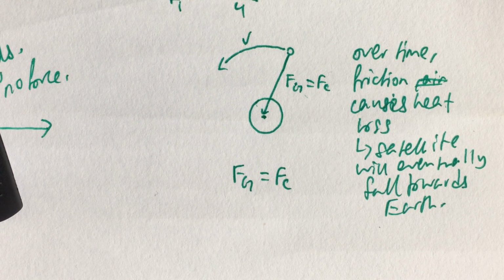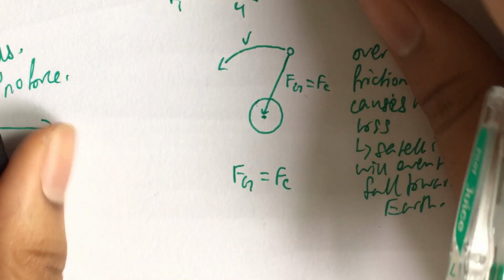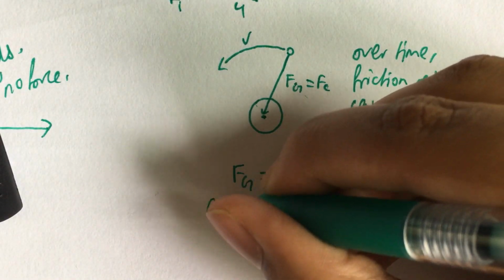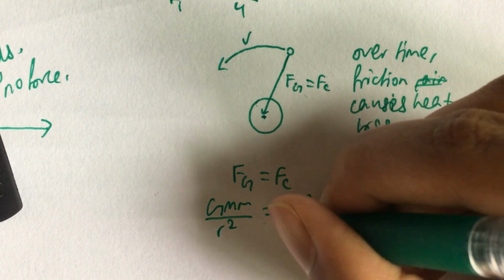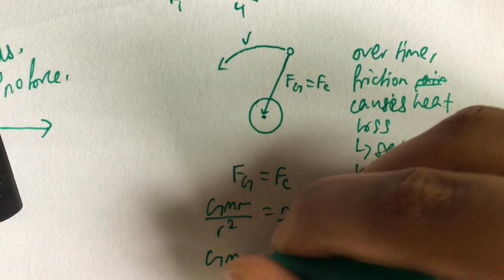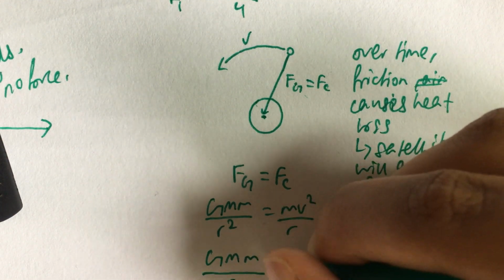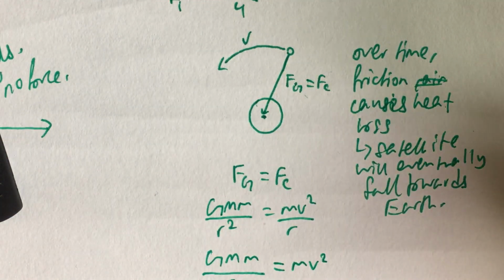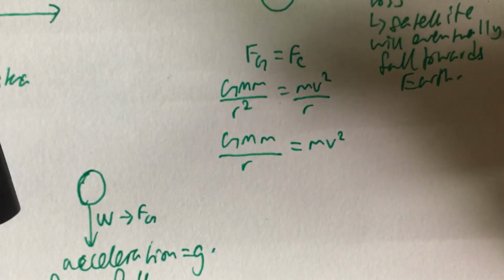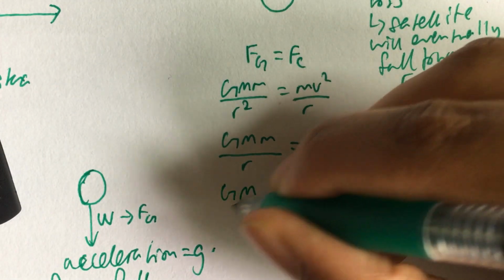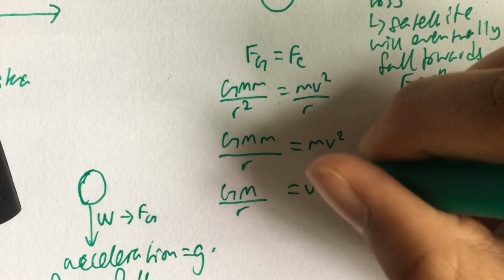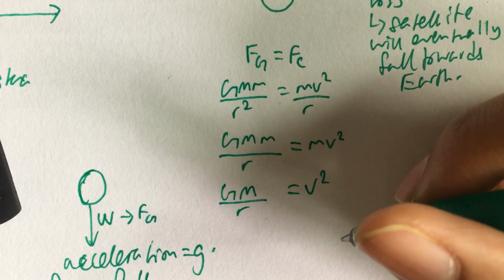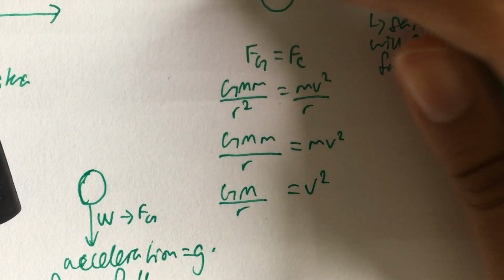So when you do questions related to this, you just need to put GMm over r squared equals mv squared over r, or whatever formula you like to use. Then you can remove all the r, because the r will be the same here, and you would get GMm over r equals mv squared. Then you can remove the small m as well. So GM over r equals v squared, and from there you can simplify.